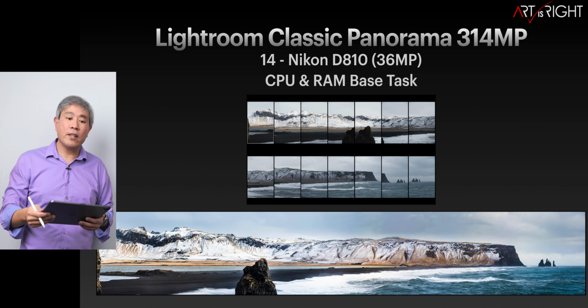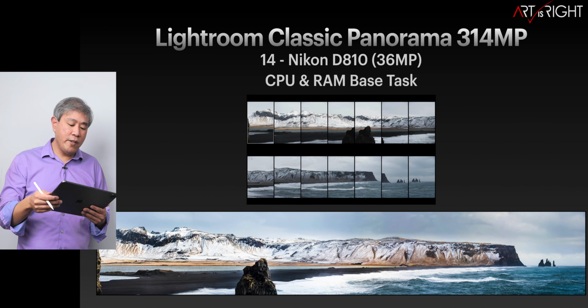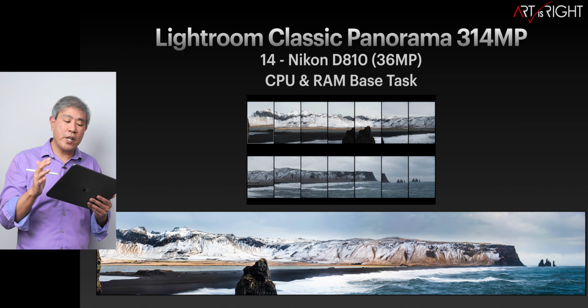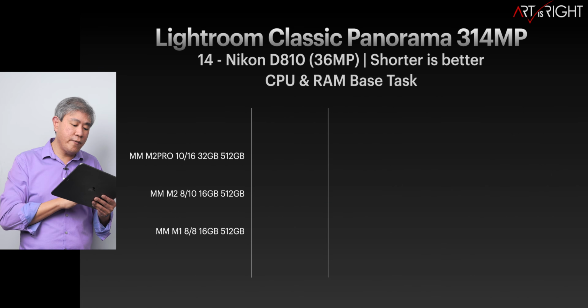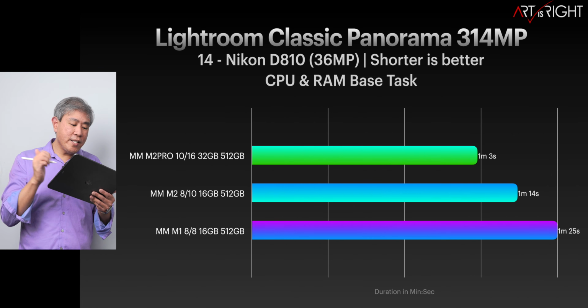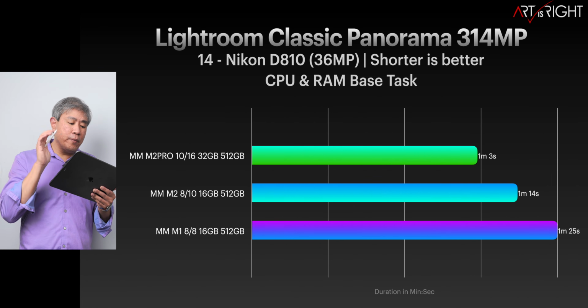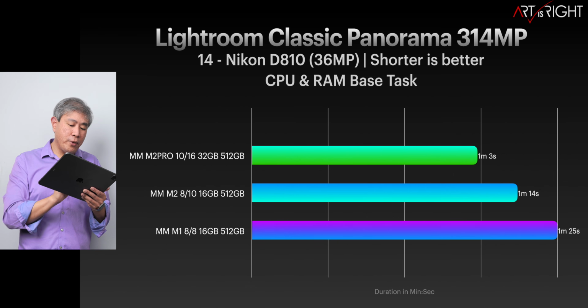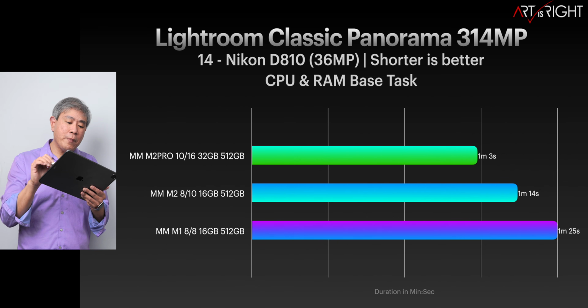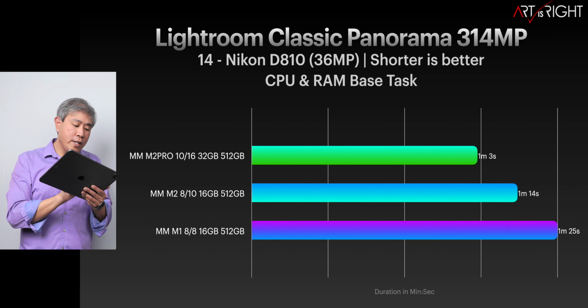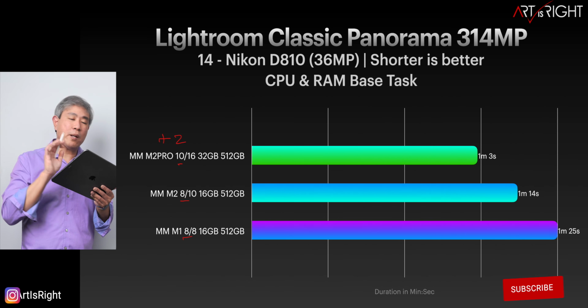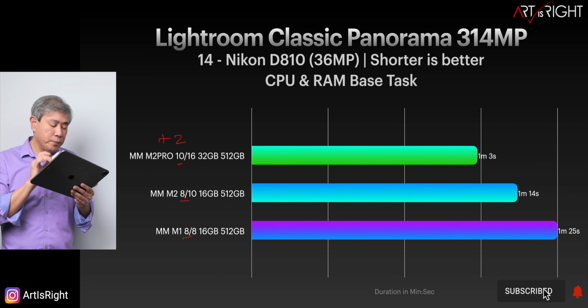Let's take a look at a panorama merge, combining 14 Nikon D850 36 megapixel files into a large 314 megapixel DNG file. And this is the timing between all of these. Now, there are a few factors that I also want to point out with regard to these timings, because this is a CPU and RAM based task. So the number of CPU cores between these systems is pretty much very similar. This one has 2 more, so it has a +2 on the other 2 systems.